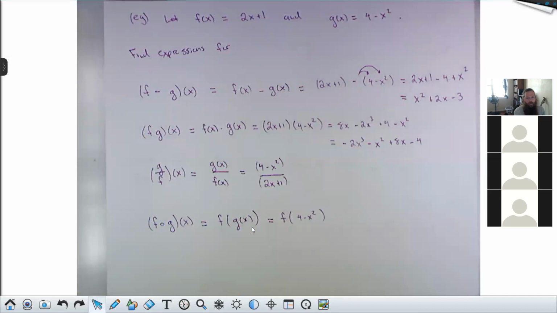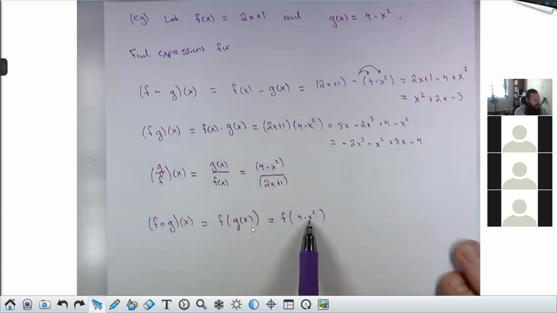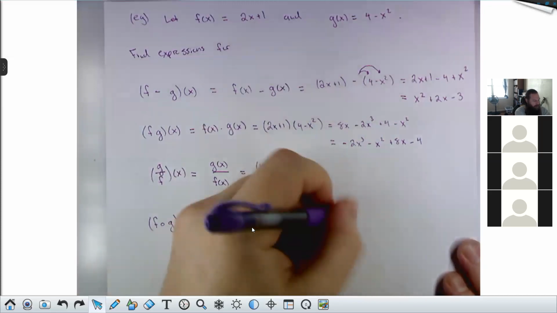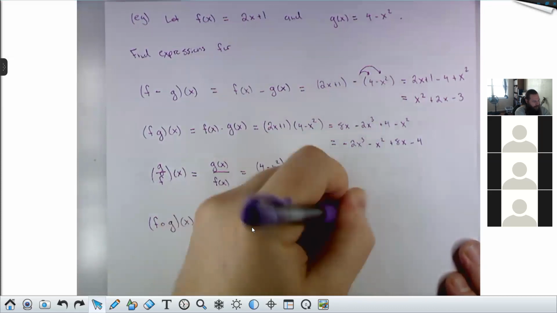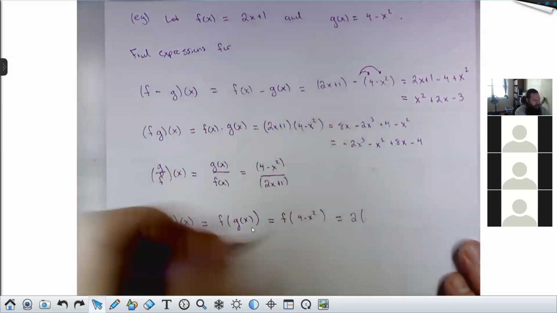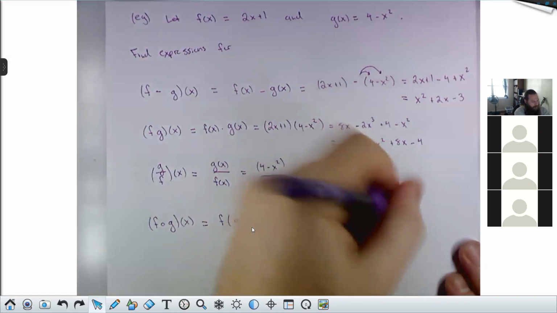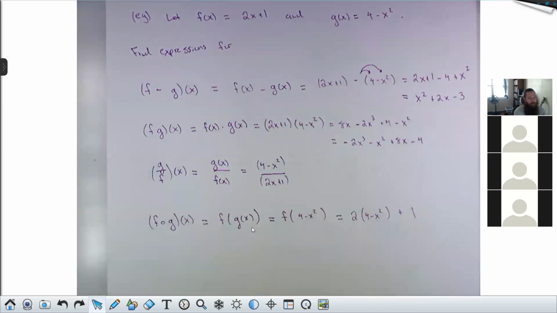And here's where you have to be very careful. Remember, I said this is not multiplication. This is not f of 4 minus f of x squared. That is not correct. What we need to do is look and see if I plug 4 minus x squared into the formula for f of x, what do I get? That would be 2 times 4 minus x squared, and I'm putting it in parentheses, plus 1. Take a second and make sure you're really comfortable with where this is coming from.